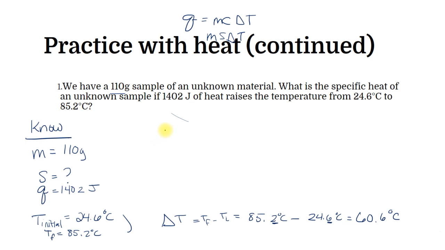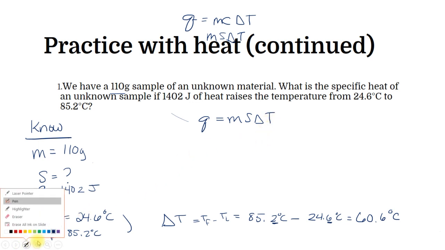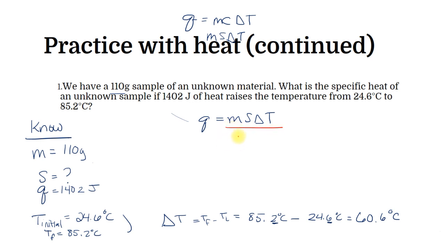Okay, so now I can write down everything I know. For the Q, let's see, we're trying to find S. We're trying to get S by itself. So we can rearrange this equation. Okay, so there's the equation that we're starting with. If I want to get S by itself, I have to undo everything else. So I got to get rid of the M by dividing both sides by M. Okay, so that gets us to this place.